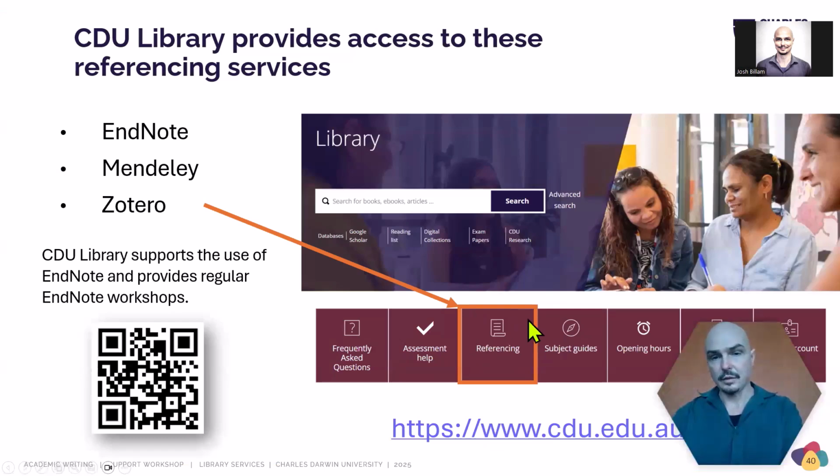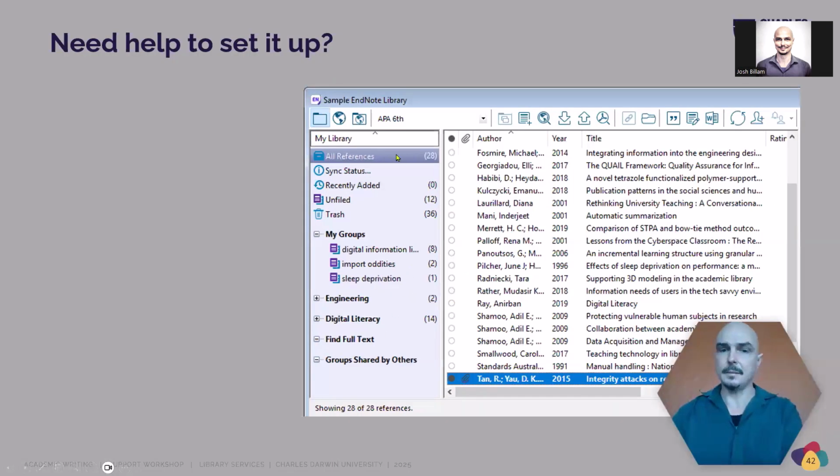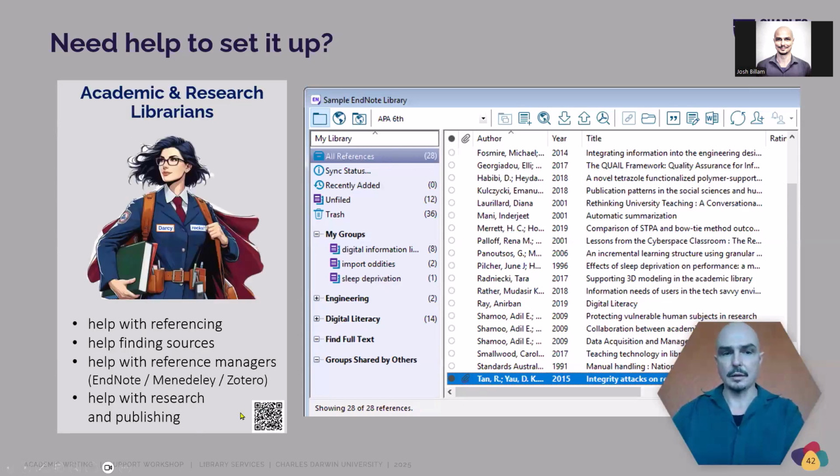So if you want it, you can go to this referencing box on our library website, or just click that link there and download those. We also have support for using those. You can download it as an app onto your computer, or there are even web-based versions for it. There's a full guide available on the library, and if that's not the way that you learn, then book an appointment with one of our academic and research librarians. They would love to help you set it up and walk you through how to use it.